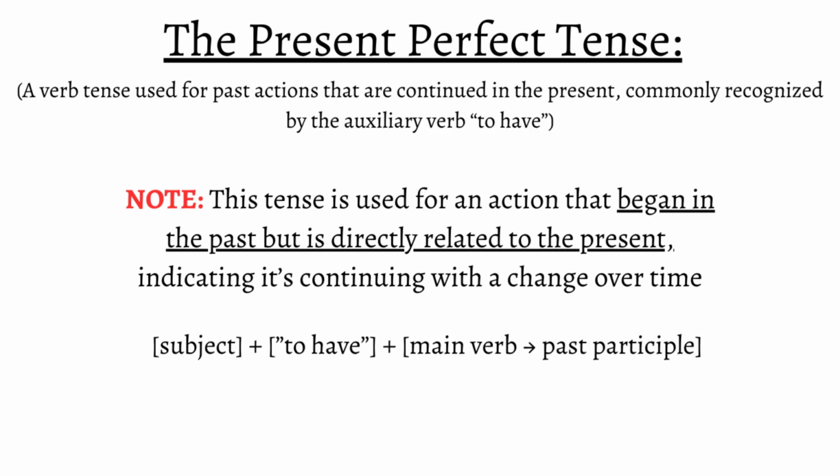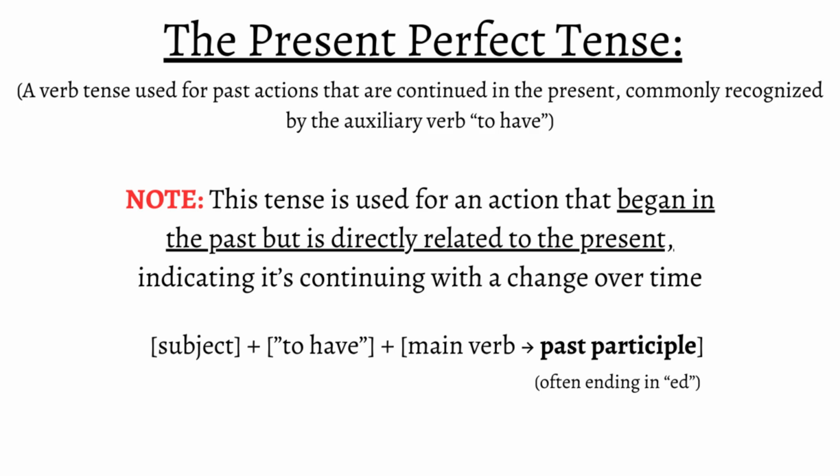In this tense, the auxiliary verb to have is used, which is accompanied by a main verb. The main verb always takes a participle form, specifically the past participle, which I discussed in the previous video. The past participle is often the same form as the past simple of a verb, unless it is irregular.